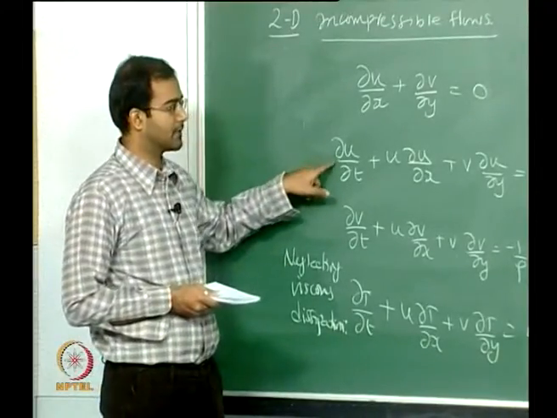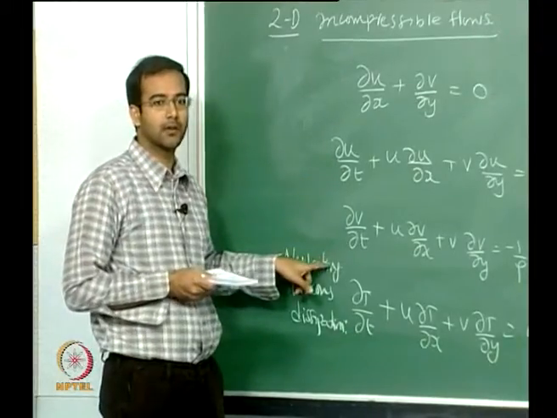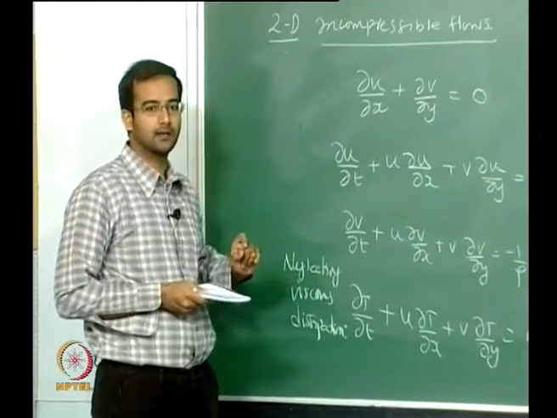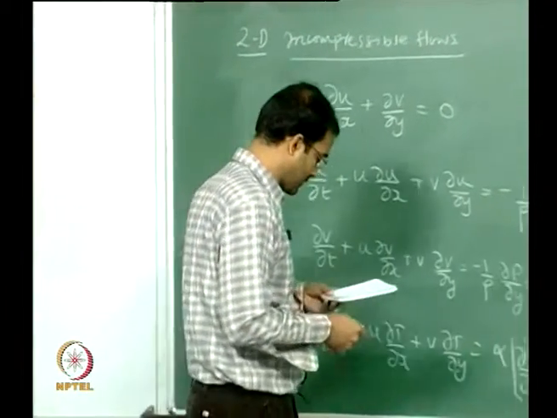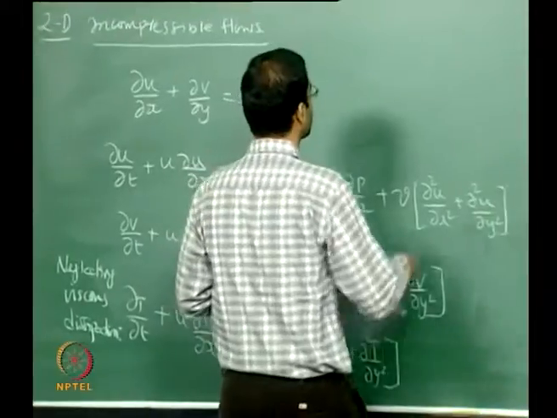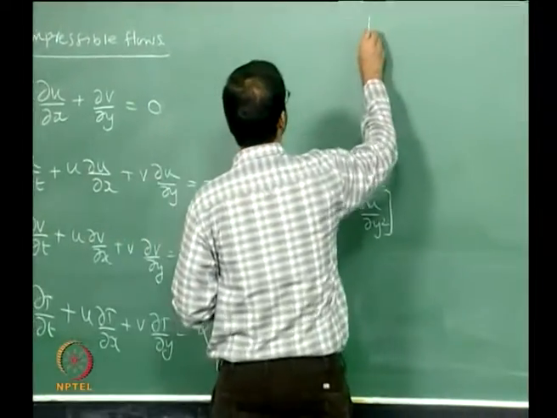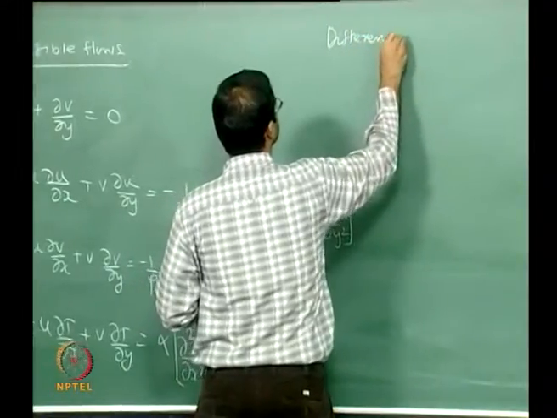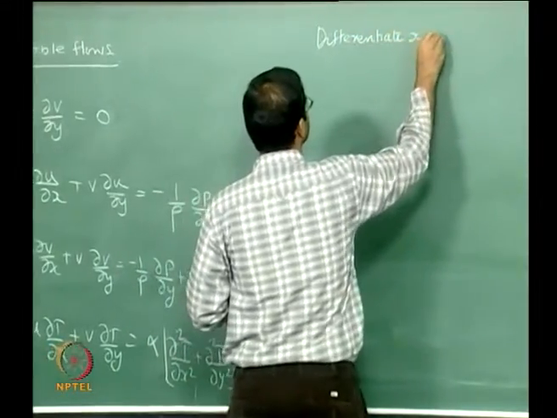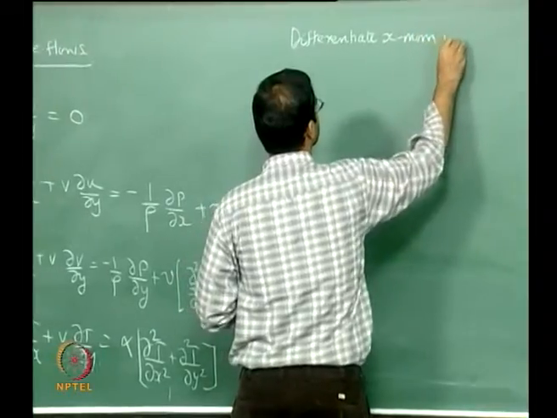Take the derivative with respect to y here, and with respect to x there, and subtract these two, right? So that will eliminate the pressure derivative term. Exactly that is what we are going to do. So we will differentiate the x momentum with respect to y.